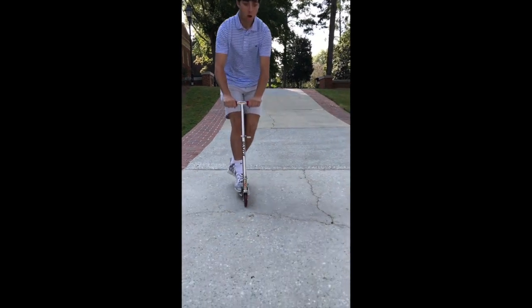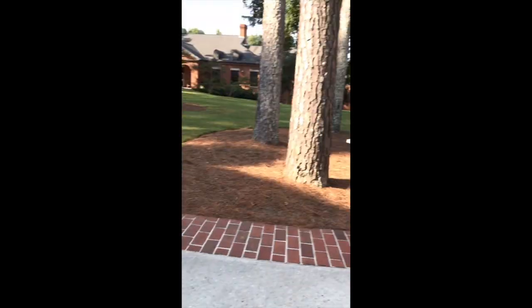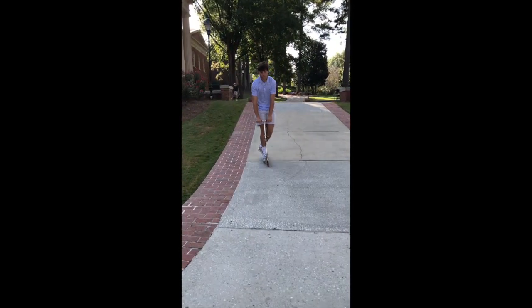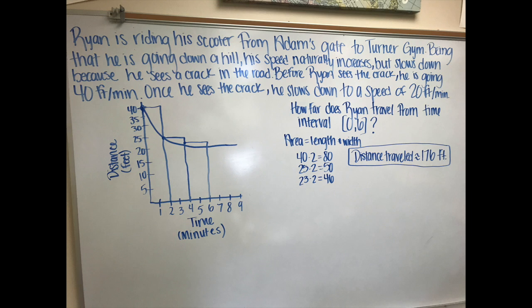Ryan is riding a scooter from Adams Gate to Turner Gym. Being that he is going down a hill, his speed naturally increases, but slows down because he sees a crack in the road. Before Ryan sees the crack, he is going 40 feet per minute. Once he sees the crack, he slows down to a speed of 20 feet per minute.